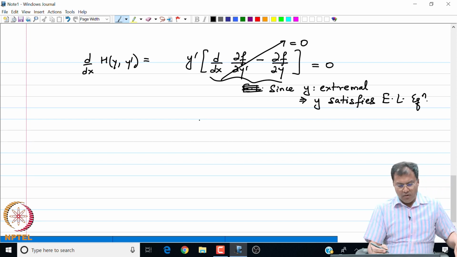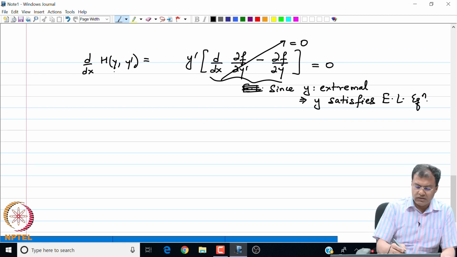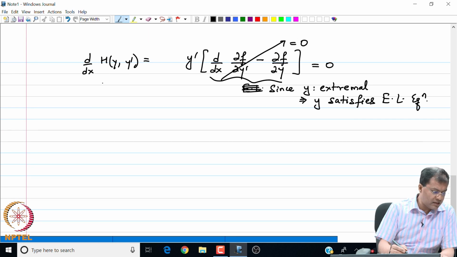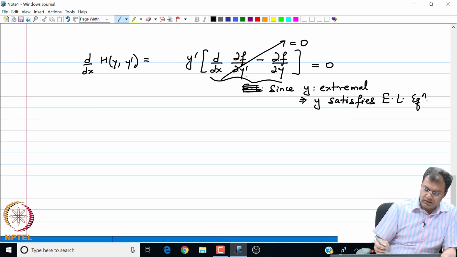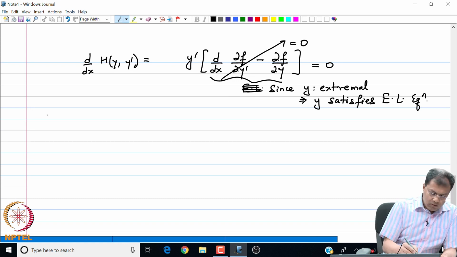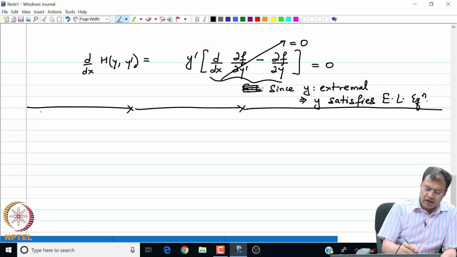So, we can see the power of the result in this case. The Euler Lagrange equation has reduced to h, which is a first order differential equation, as opposed to the second order differential equation governed by the Euler Lagrange equation. So, let us revisit some of the examples in this second case.